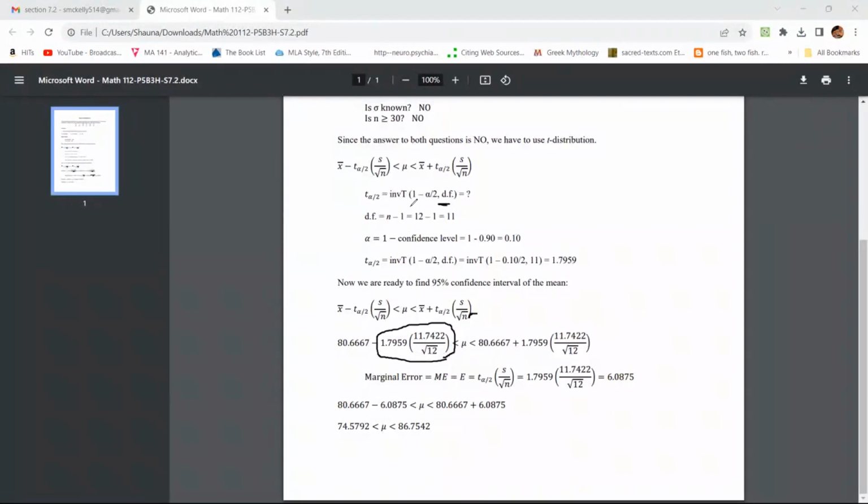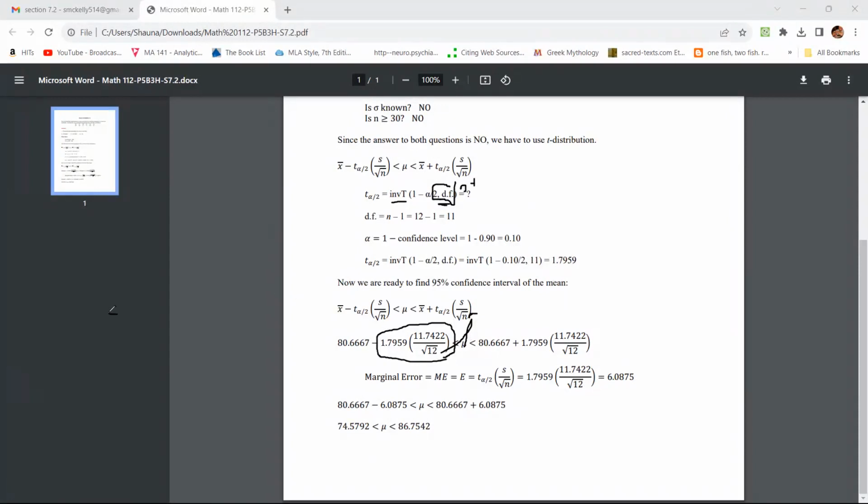Make sure that you're using inverse T and not inverse norm. Make sure that this is DF, which is 1 less than N, not N. This is N minus 1. That will throw you off. And make sure that you're dividing here by N, not DF, okay? That's another thing that happens.